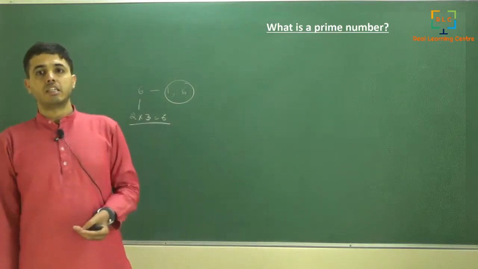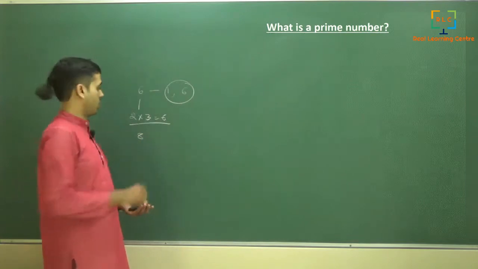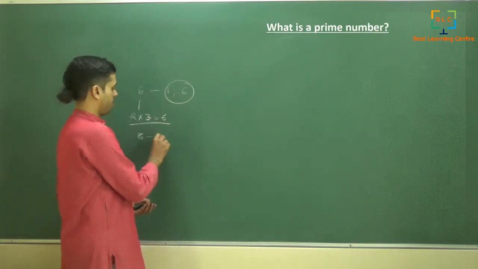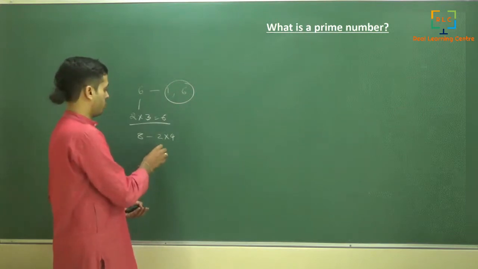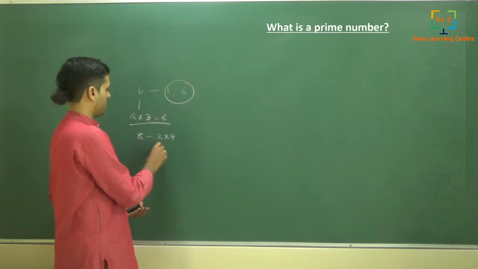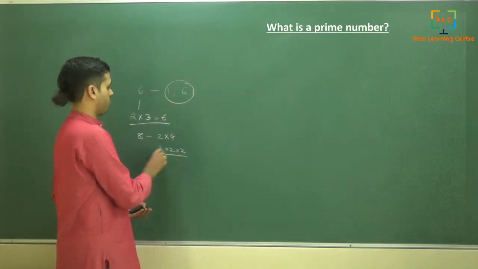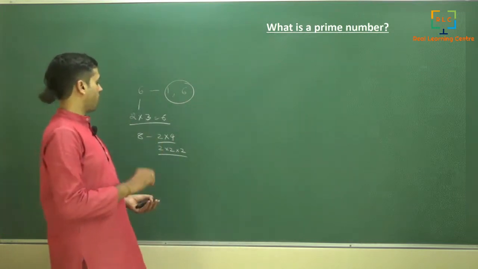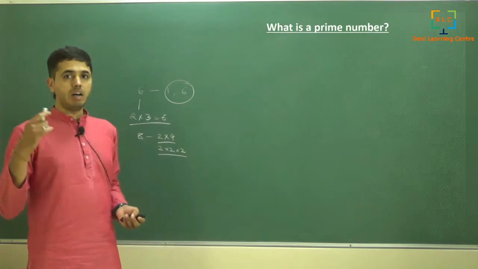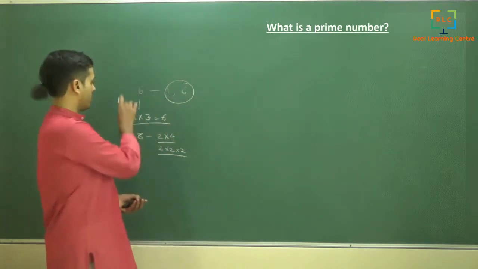Now let us take another number, for example 8. You can factorize 8 as 2 into 4, or you can also write it as 2 into 2 into 2. So we have got factors other than 1 and itself in both these cases.